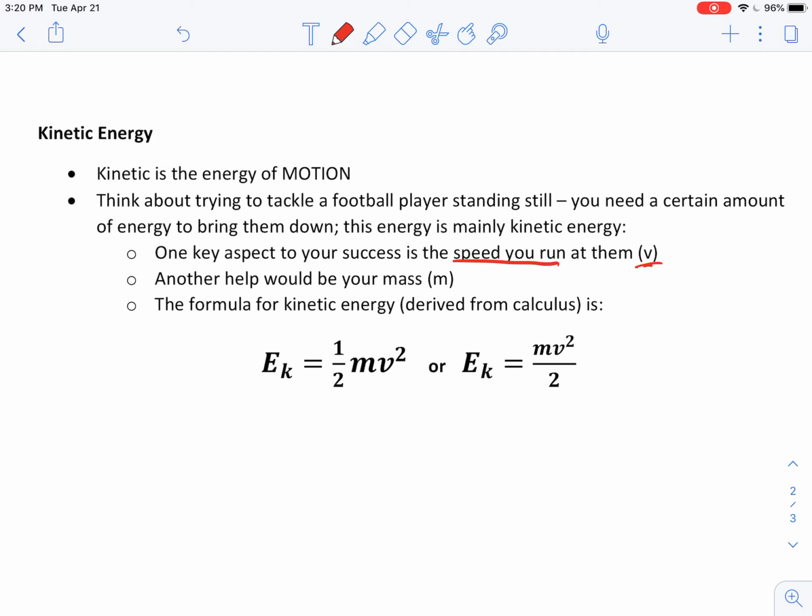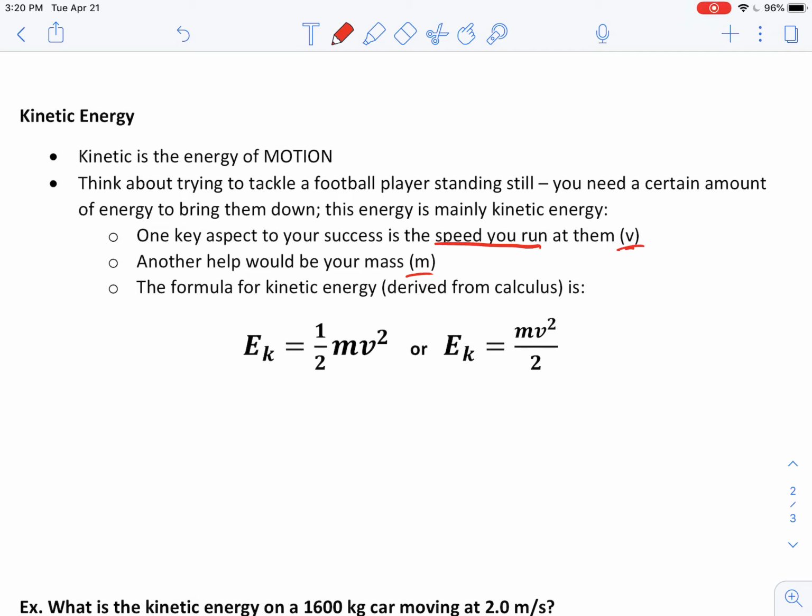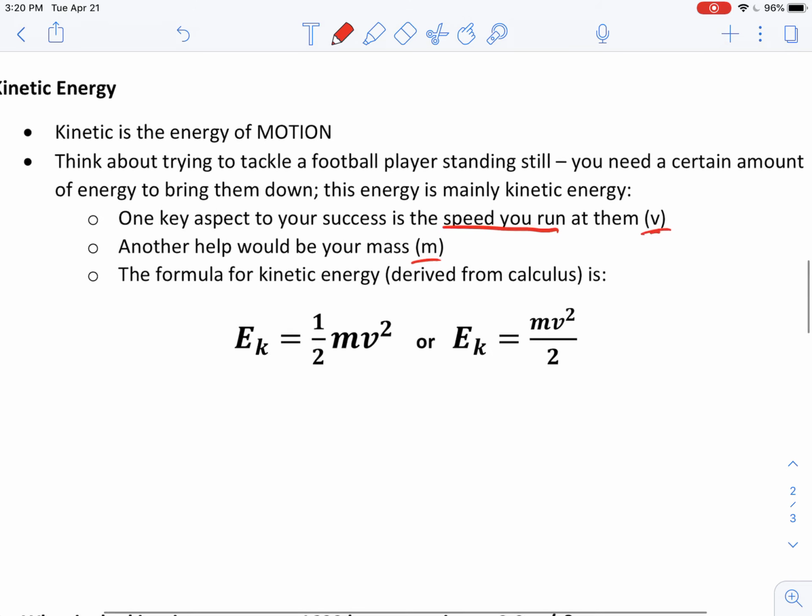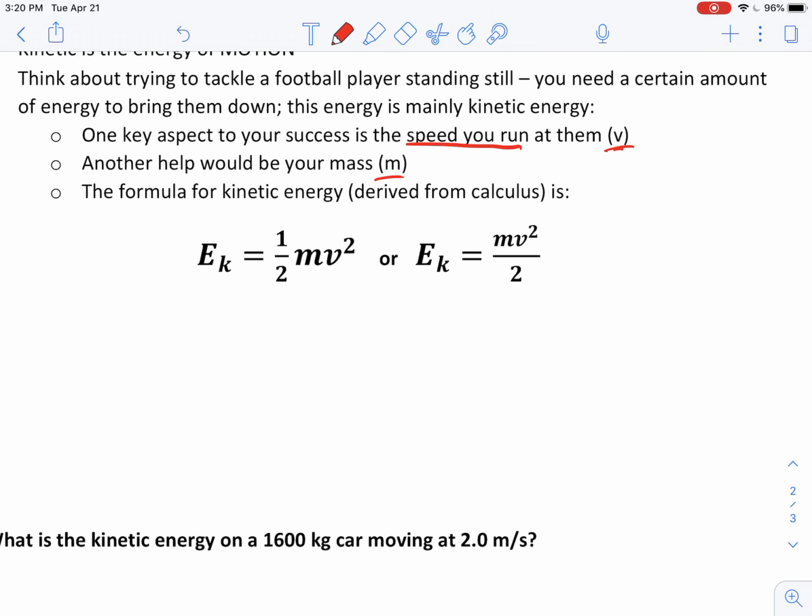So mass and velocity are the two main drivers for kinetic energy. Now unfortunately I can't derive for you how we got to the kinetic energy formula, but it's through calculus and it's based on these mass and speed variables. The formula is 1/2 mv squared, where kinetic energy is measured in joules, mass is measured in kilograms, speed is measured in meters per second.